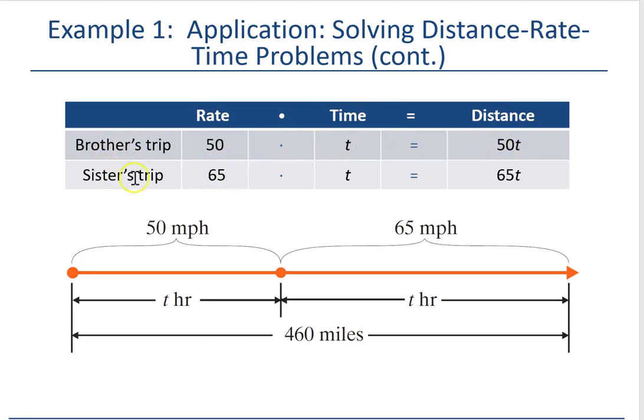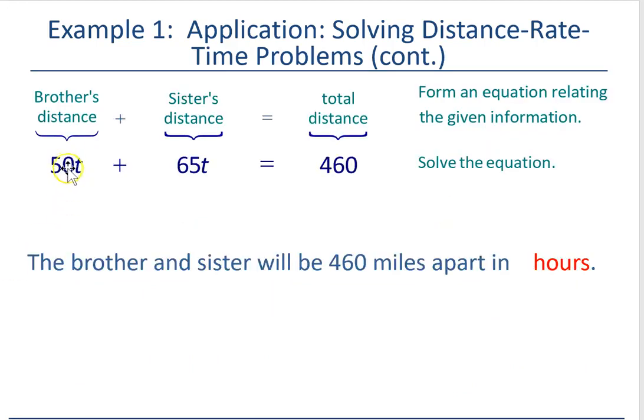Looking this over, this person went this far, and this person went this far. When will they be a total of 460 miles apart? Coming here, we can plug this into our problem, and we've got 50t plus 65t equals 460. Now we can start doing the math.